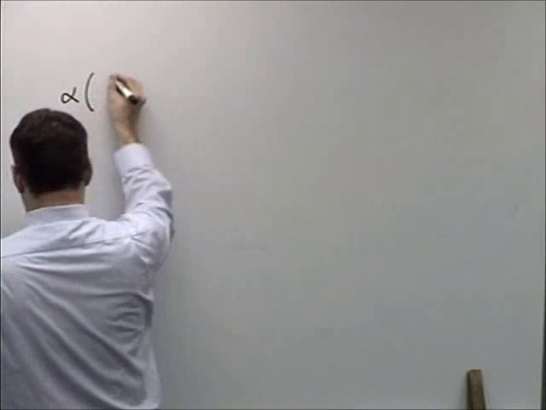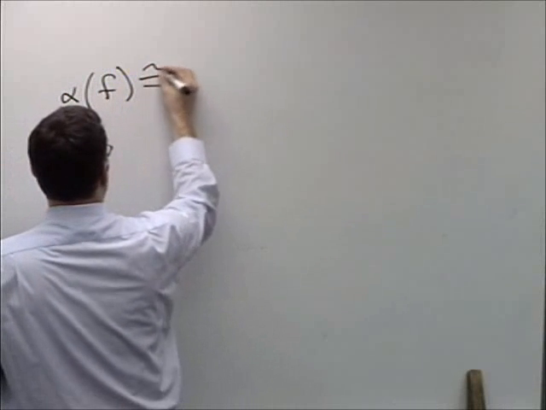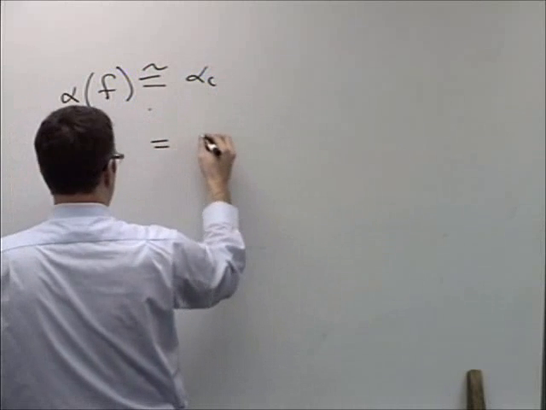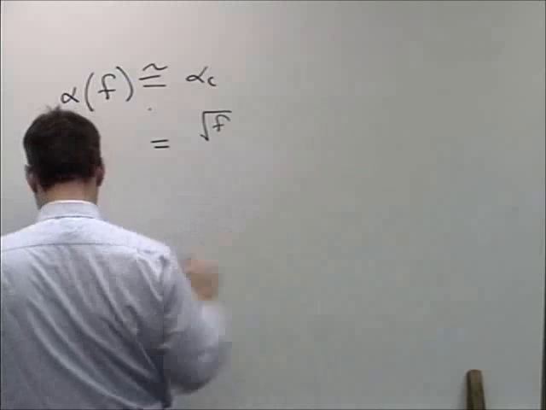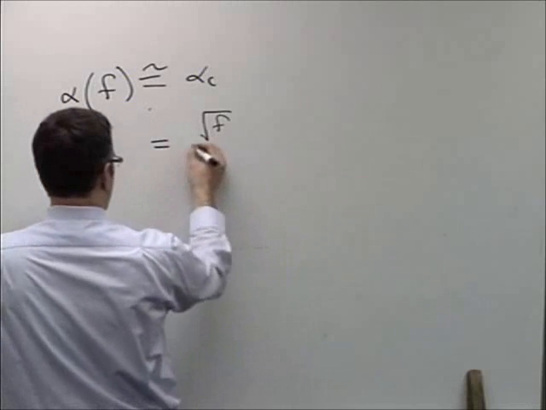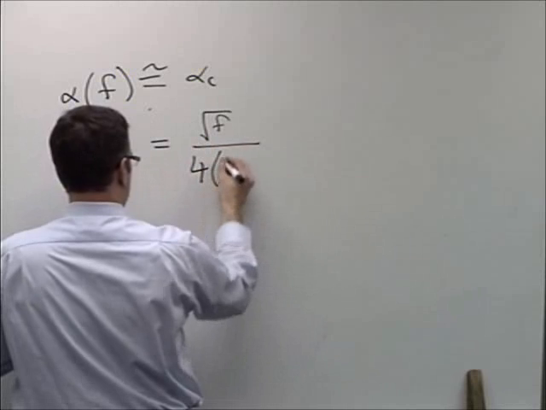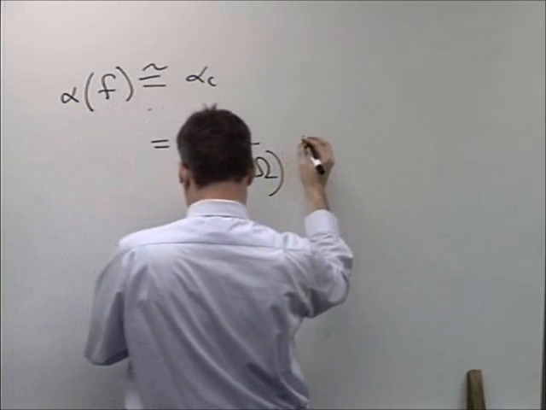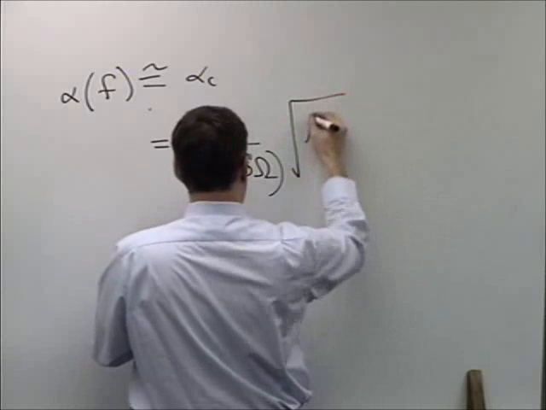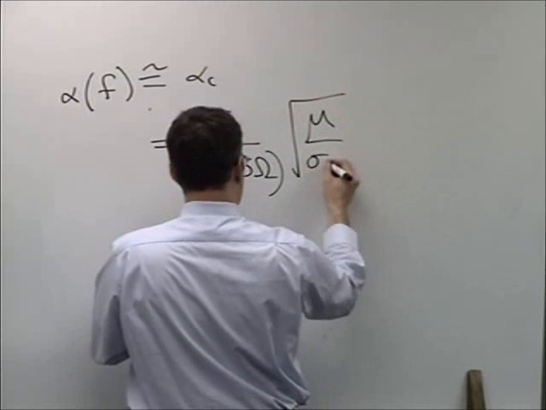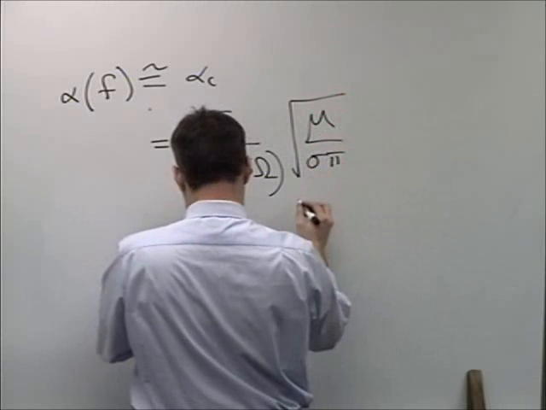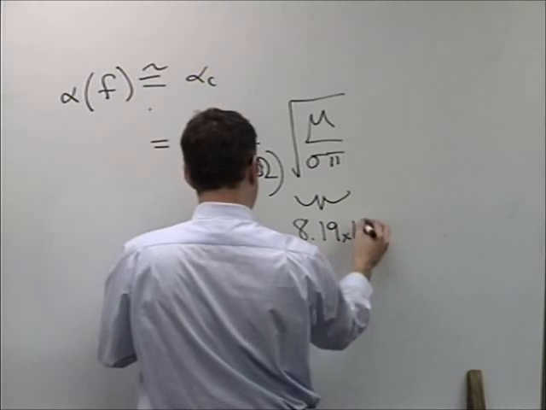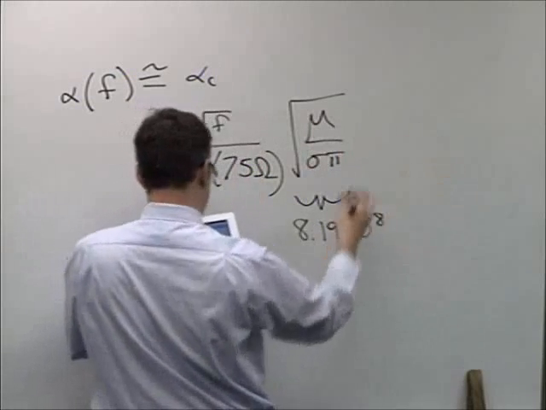Alpha, as a function of frequency, we say is approximately equal to alpha sub c, which will be equal to the square root of f that we have over there on that board, times 4 times 75 ohms in my denominator, times the square root of mu over sigma pi. This all evaluates to 8.19 times 10 to the negative 8, if I plug it all into the calculator.